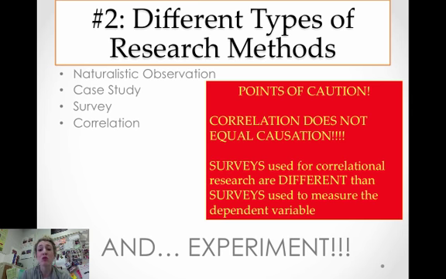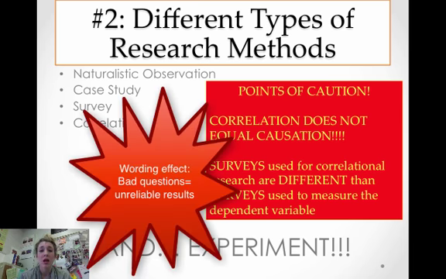Survey, right? Surveys are used all of the time, okay? I don't know how many surveys you've filled out in your life, but I know I filled out a ton. Important things to remember about surveys. One, the wording effect. So how are you writing your questions, okay? The way you write your questions can determine the way you get your answers, and so they can also determine your results.